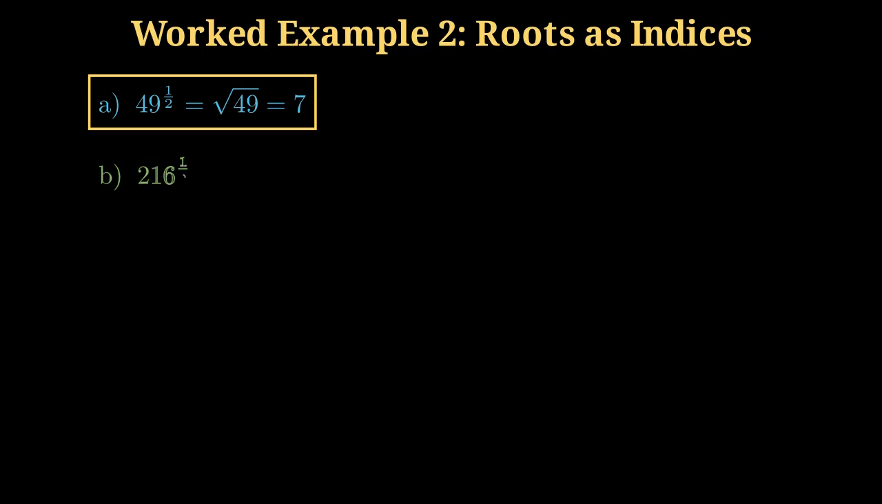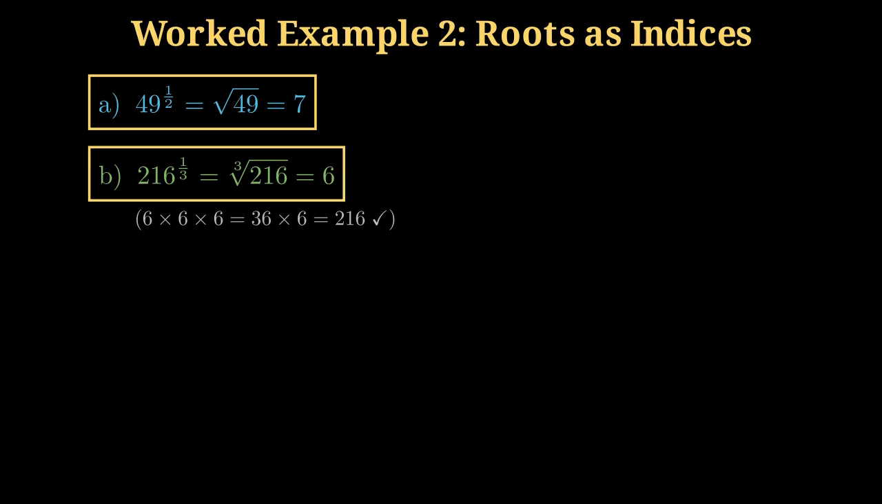B. Power 1/3 means cube root. The cube root of 216 is 6. Check it. 6 times 6 is 36, and 36 times 6 is 216. Perfect.